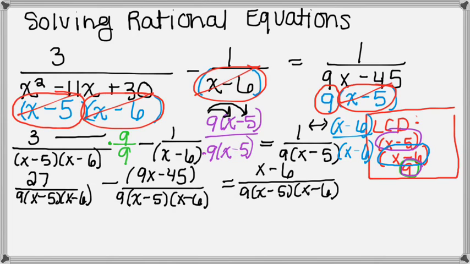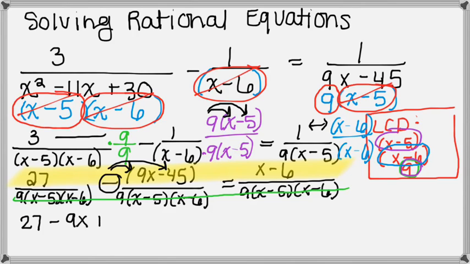And at this point, that's when we could essentially cancel out the denominators because we have them to be all exactly the same, and then our goal is to solve the equation that we have in the numerator, which is 27. You see how I put this in parentheses because I do have to distribute the negative to both, so we get minus 9x plus 45 is equal to x minus 6.